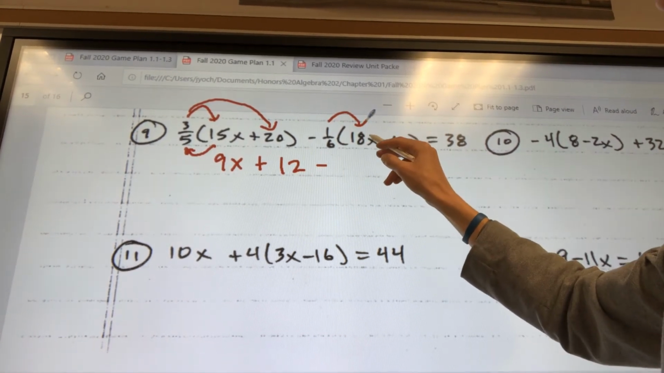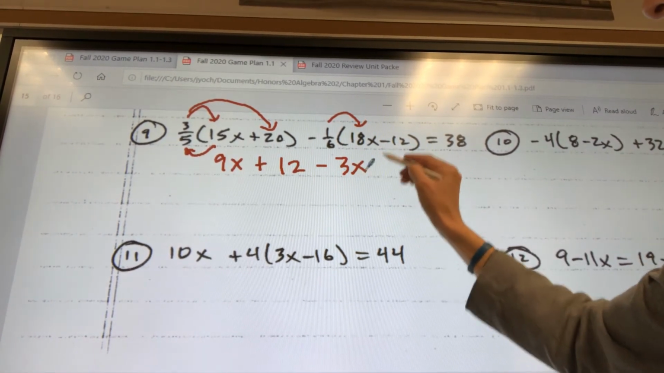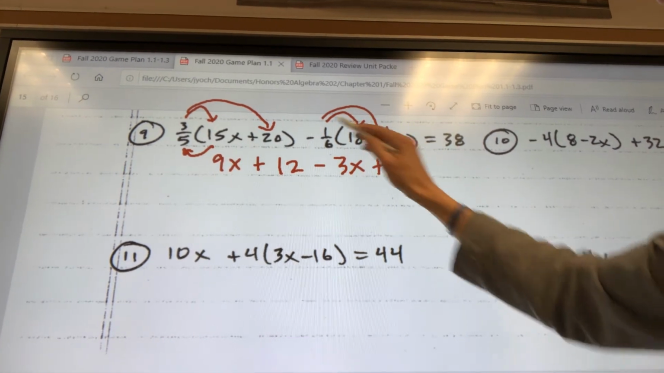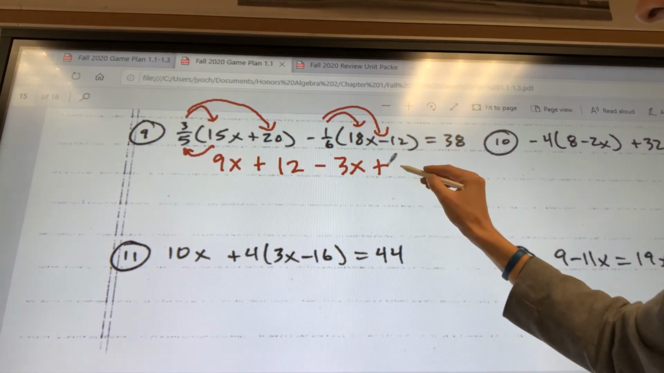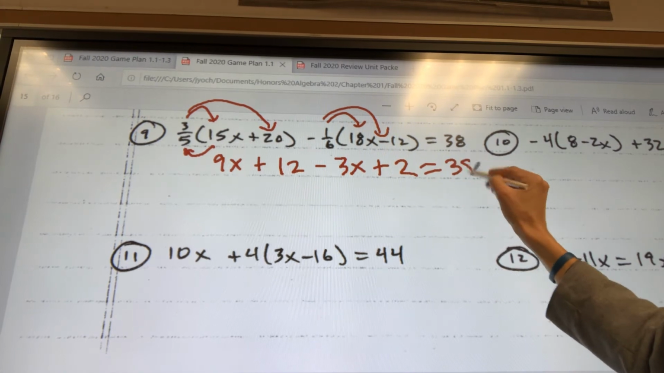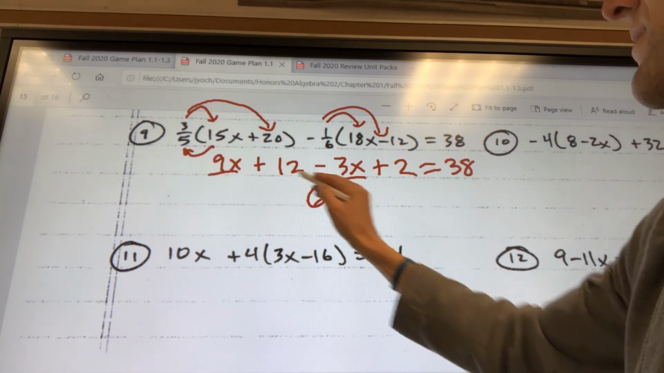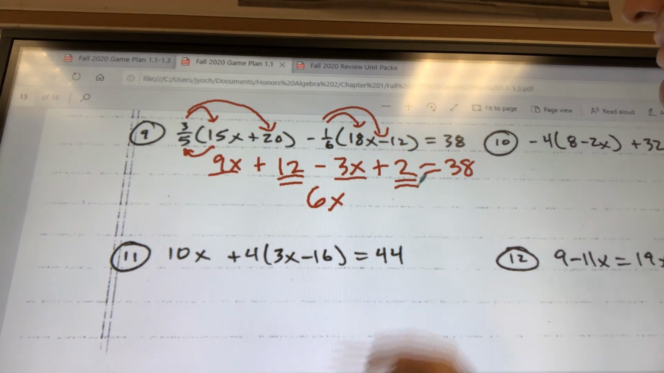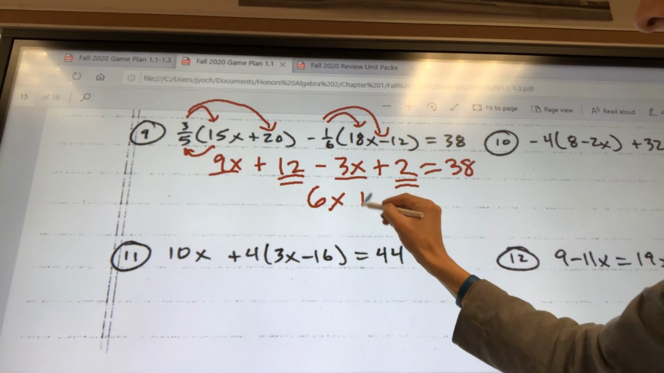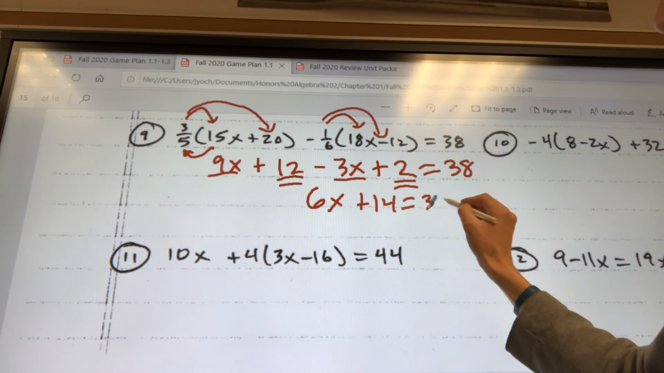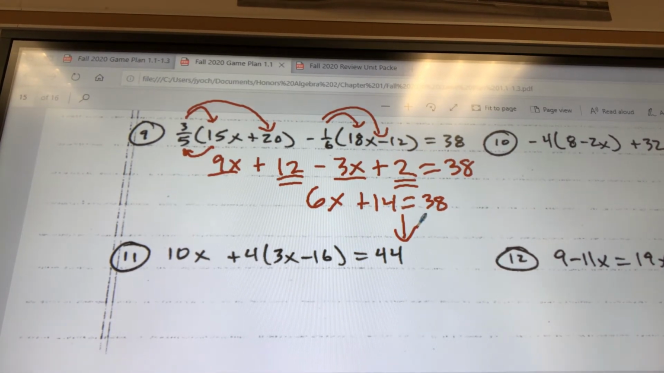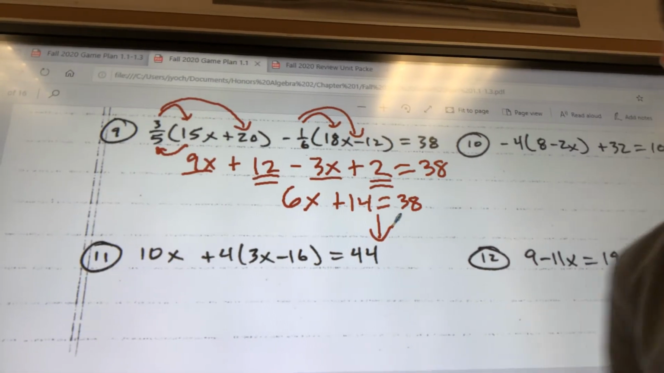1 times 18 is 18. 18 divided by 6 is 3. Negative times a negative is a positive. 1 times 12 is 12. 12 divided by 6 is 2. All right, 9x minus 3x is 6x. 12 plus 2 is 14. That equals 38. I think we've got it from there. You do get a nice answer.